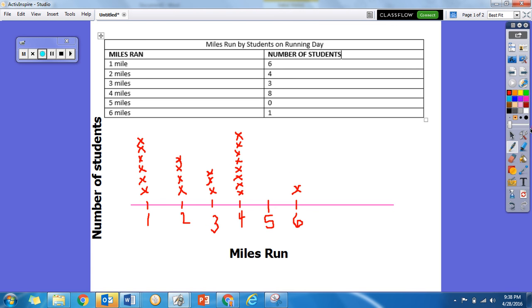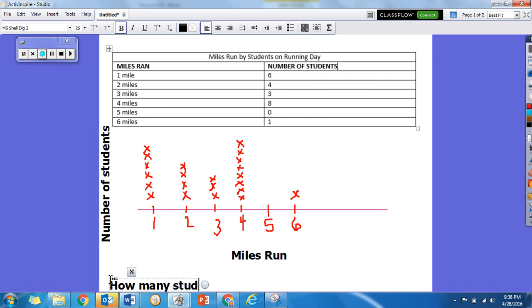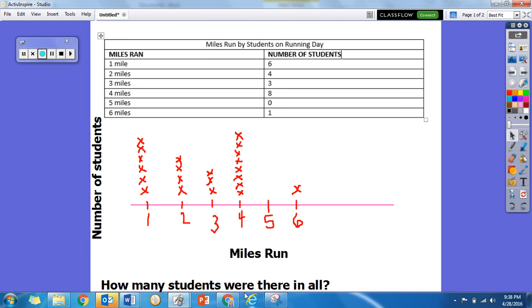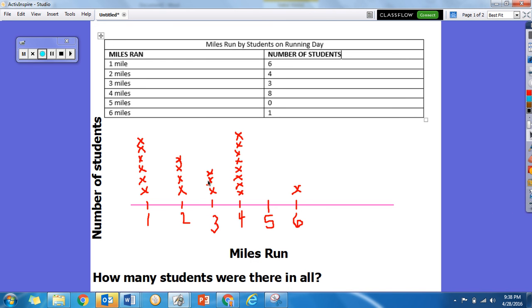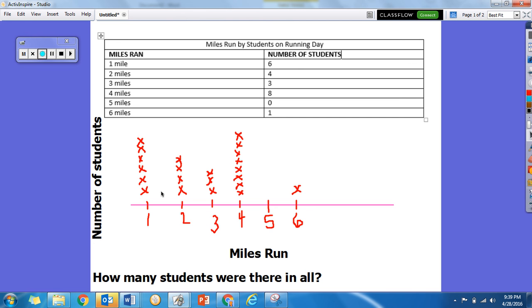Now, if I was to ask you this question, how many students were there in all? What you would do is look at either your chart or your line graph, but we're going to look at the line graph. What you can do is count the X's to see how many students there were in all. So each X represents 1 student.